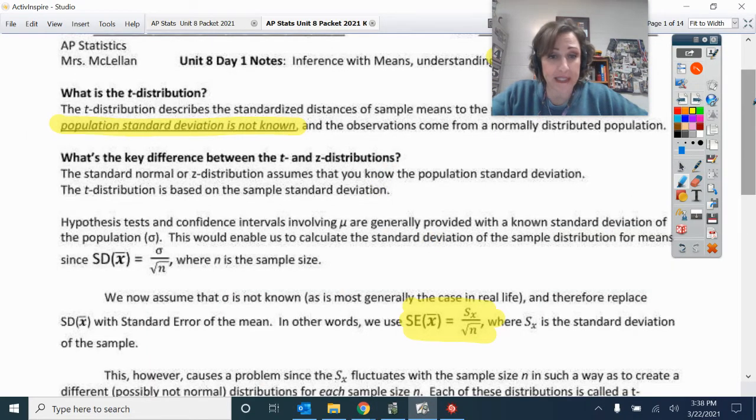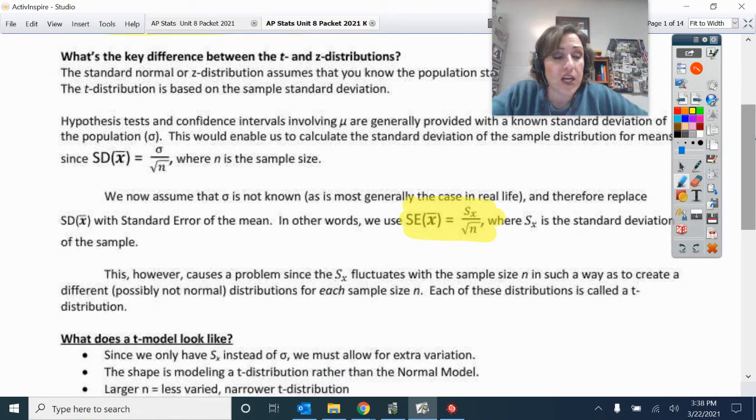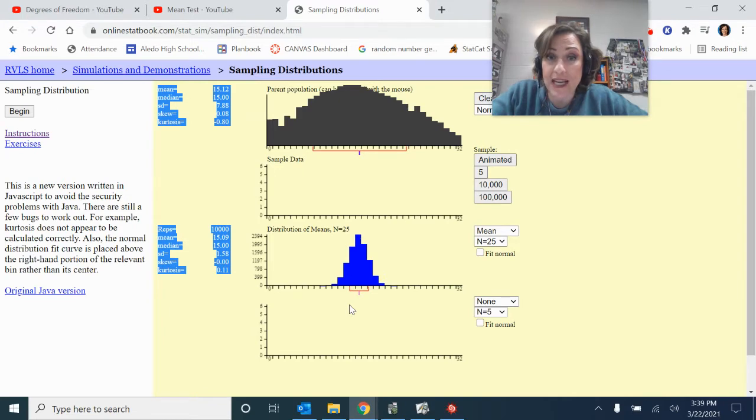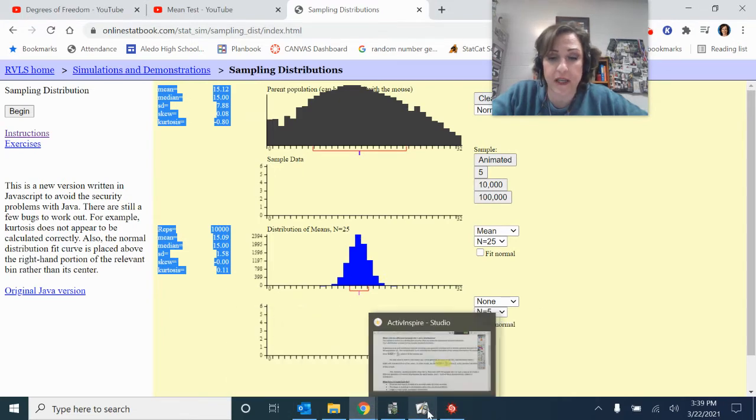Well, what happened is there was this guy, and his name was William Gossett. He actually worked for the Guinness Brewery Company in Dublin, Ireland, and he figured out, hey, if we do not know the standard deviation of the population and we just know the one for the sample, then that means every sample size really has different amounts of variability. And you could see that here. So every sample size is having different amounts of variability.